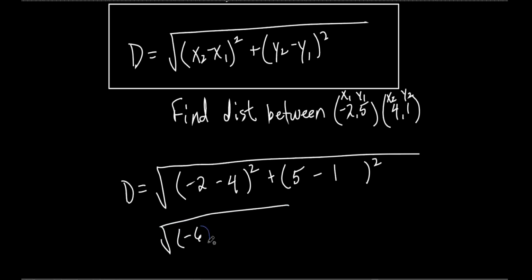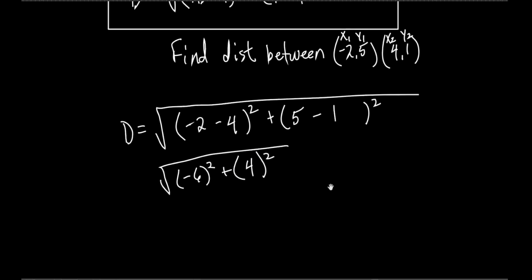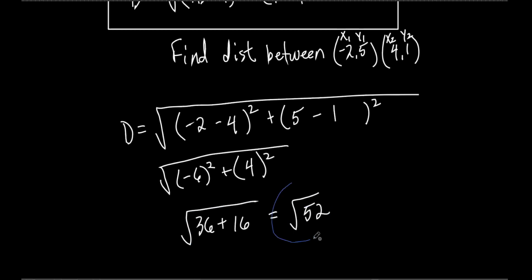So look, write this down, then look at it when you get home. What's negative 6 squared? It's 36. What's 4 squared? It's 16. Take the square root, and you get the square root of 52. That is your answer.